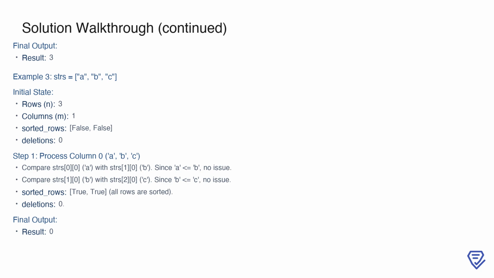Next, comparing B with C, we see that B is less than or equal to C, so no issue here either. As a result, all rows are sorted, and sorted_rows becomes true, true. Since no columns were deleted, the number of deletions remains at 0. The final output for this example is 0, as the rows were already sorted without requiring any deletions.